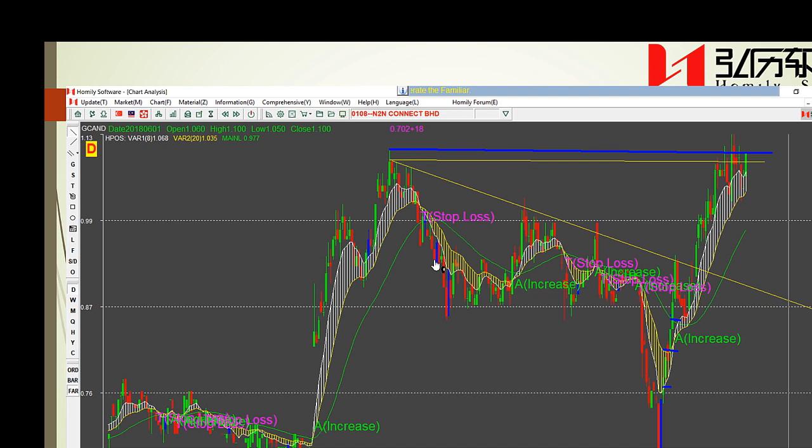If you cannot, sometimes you will buy at the high point and sell at the low point. So you should be more cautious about this. The pace of this counter is very fast.